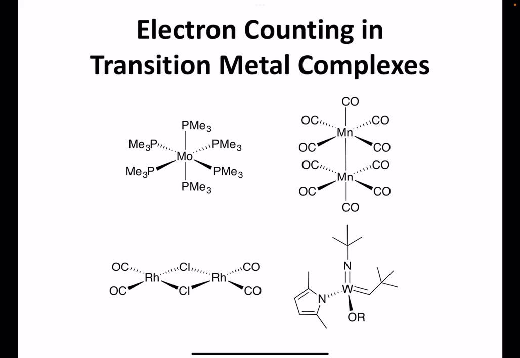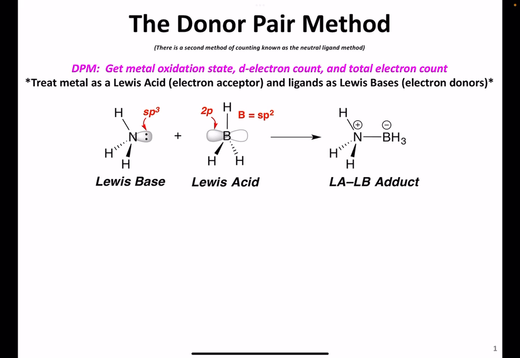There are a couple of different ways to electron count transition metal complexes. The method I prefer the most is the donor pair method because I believe it is the most intuitive method. It also allows you to get the metal oxidation state, the d electron count, and the total electron count directly. In order to use this method, we're going to treat the metal as the Lewis acid and the ligands as the Lewis bases.